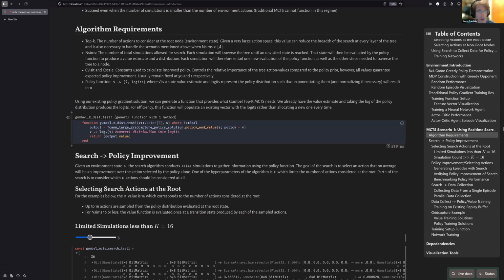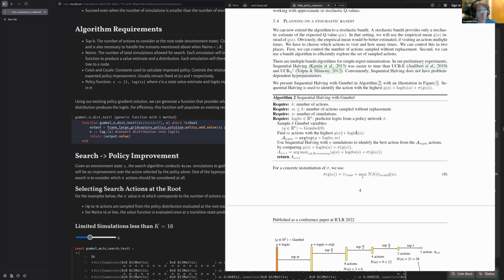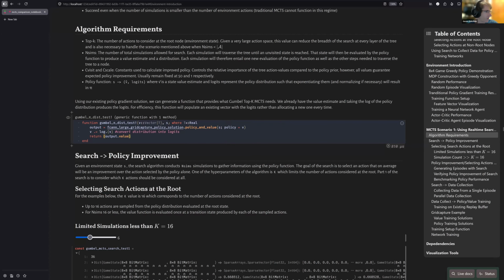Also, just for efficiency, the way this function works is it updates a vector with the logit values. In order to run the algorithm, we need these logits from the policy network. But instead of generating them one at a time, this function just populates this vector with them, converting them into logits here. And then it also returns the state value estimate.